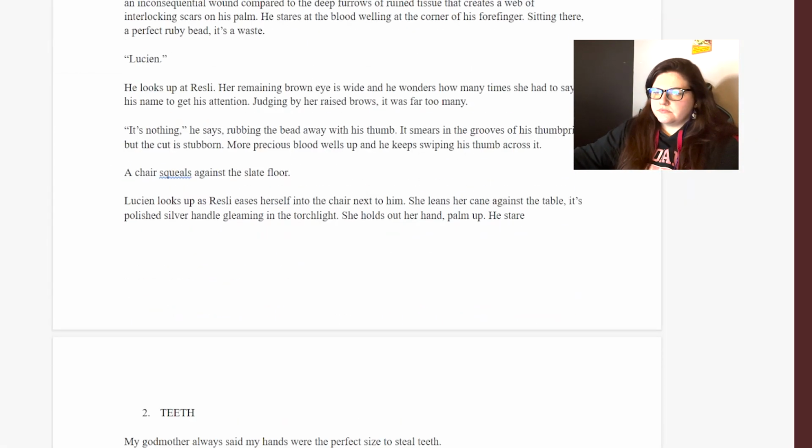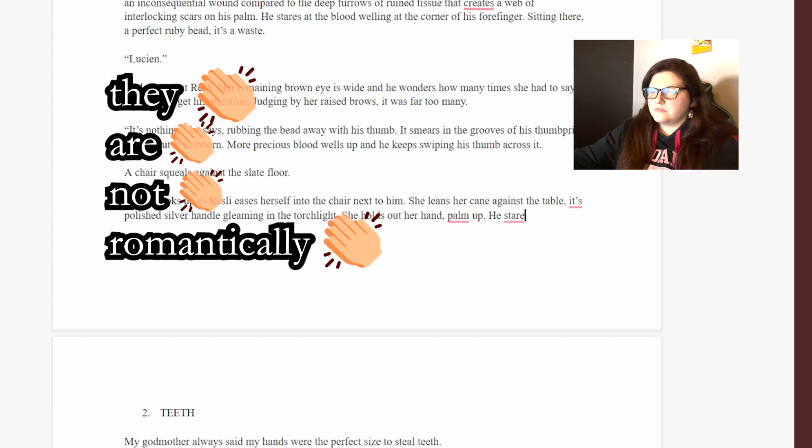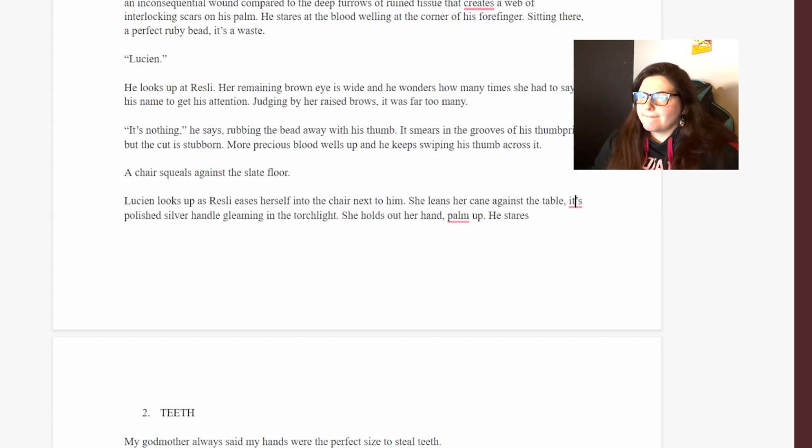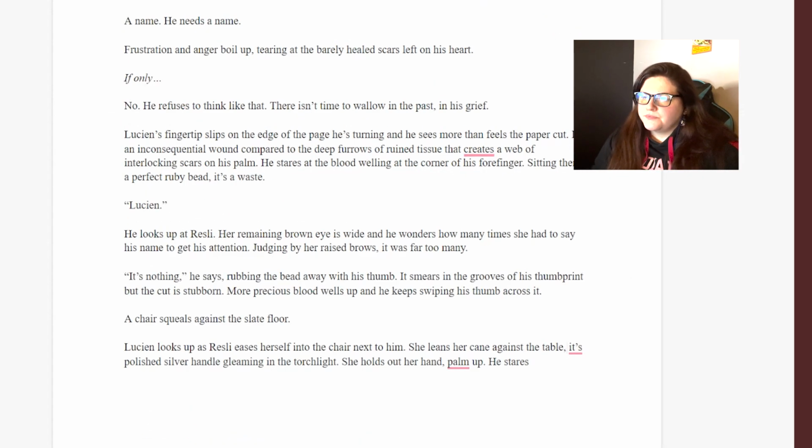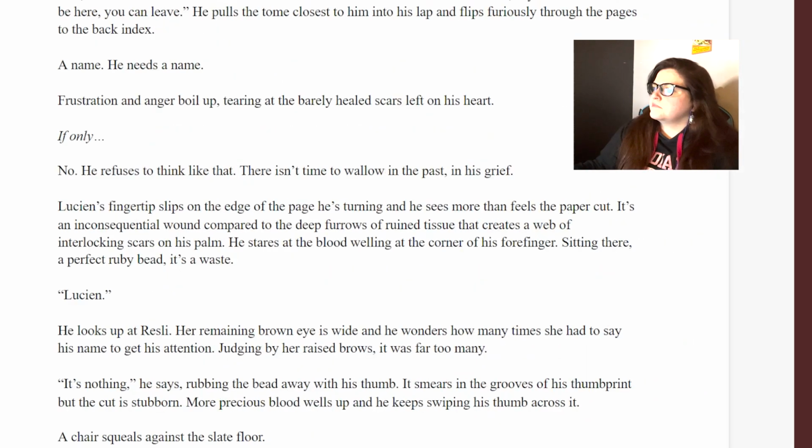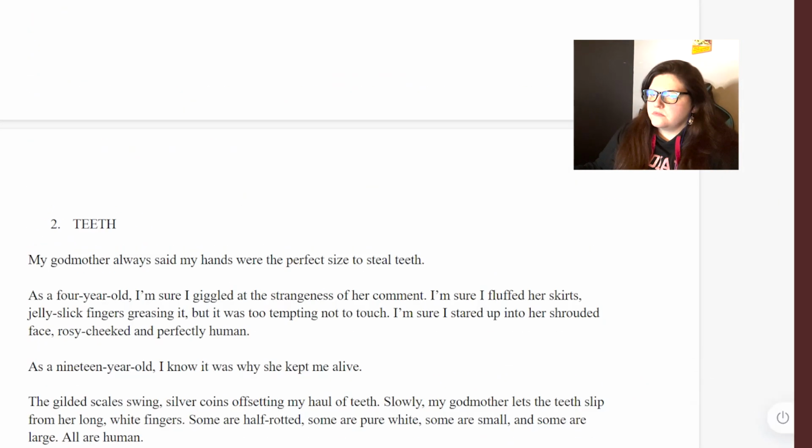And here is the 2A, if you will, of why I chose these characters for this prompt and why it's a challenge. They are not romantically involved. Lucien is canonically ace and Resli is canonically queer, so their relationship is platonic for the most part. And how do I say this? How do I tactfully put this?